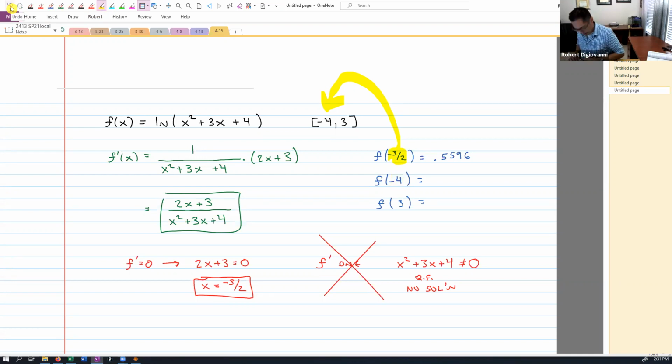What if I plug in -4? -4, I get 2.08. If I plug in 3, I get 3.09. So this will be our max. And this will be our min.